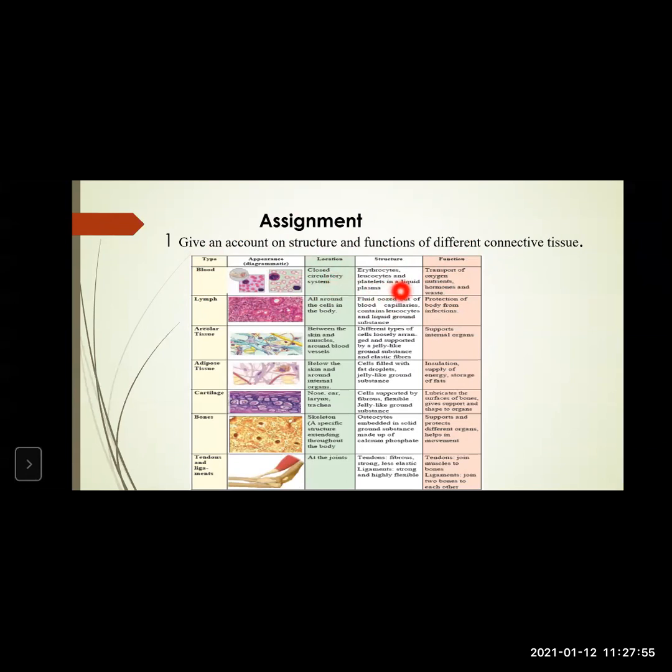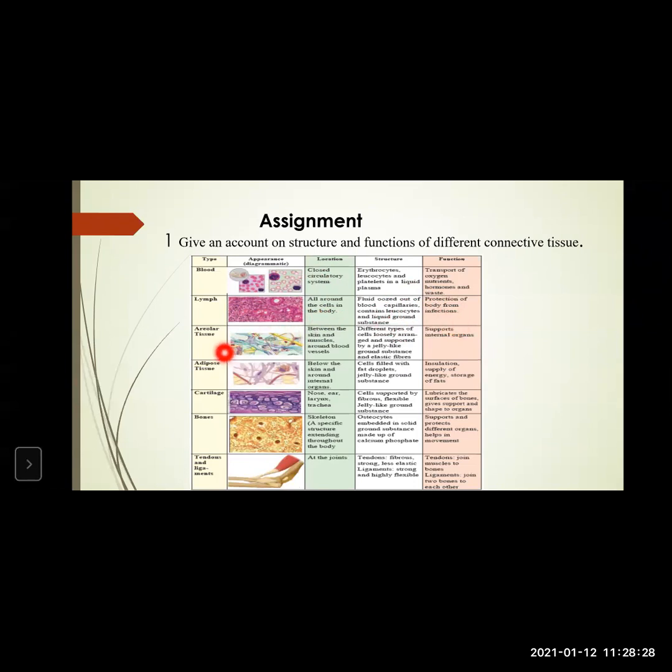As in the case of blood, it is present in the closed circulatory system. It is composed of erythrocytes, or easily you can write WBC, RBC, even then you get the mark. WBC, RBC, platelets in a liquid plasma. Function: transportation of oxygen, nutrients, hormones, and waste. Next is lymph. It is present all around the cells. It consists of leukocytes, that is WBC, and liquid plasma. Its function is to provide protection from infection.